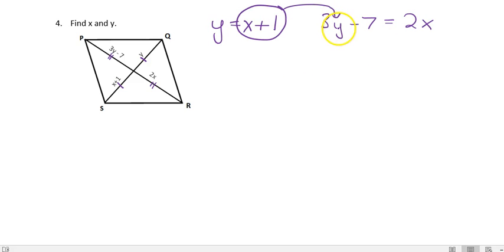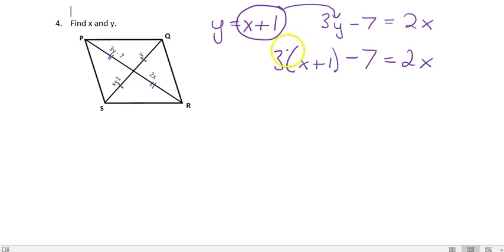Now when I do that, I want to make sure to put parentheses around it because it is multiplied by 3, which means I'm going to have to distribute. And if I don't put parentheses, I might forget to do distribution to the whole thing. So I'm going to replace this y with x plus 1. So I'm going to say 3 times x plus 1, and then I'm just going to continue writing everything else that was already there. So minus 7 equals 2x.